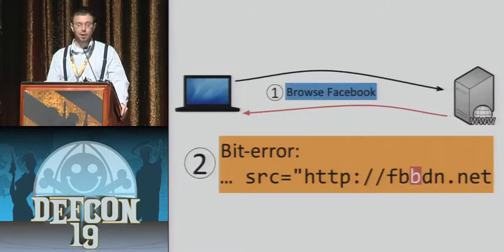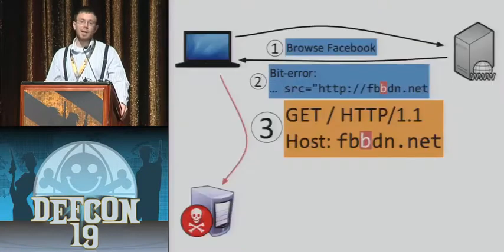Then you will connect to my Bitsquat server, and in your host header you will say fbbdn.net because the bit error occurred before you ever looked the domain name up. You are bound to connect to fbbdn.net because the bit error happened in the actual content. And now this content didn't actually have to get corrupted somewhere on the server end. It could have entirely been corrupted in, let's say, the memory of your iPhone.